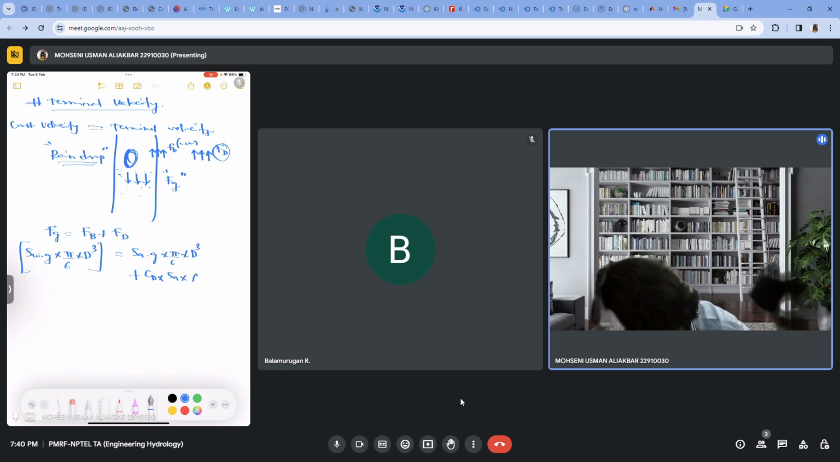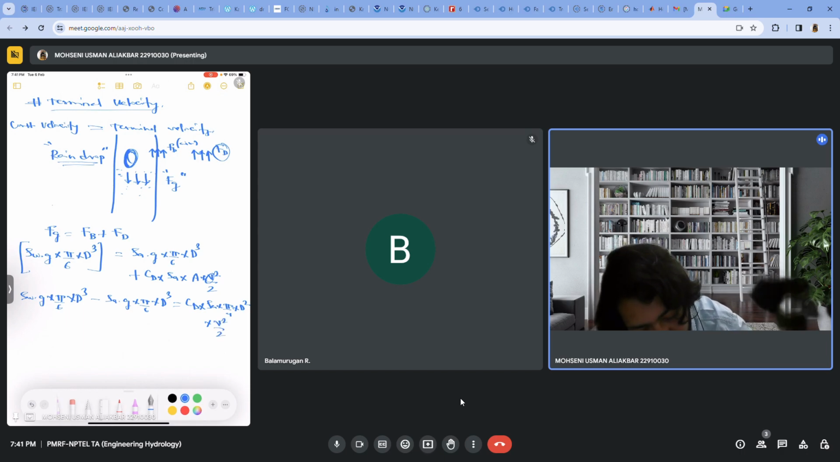Into A into V square by 2. Now let us arrange this term and find the equation for V. So how can we find the equation for V? We'll take this term of buoyant force to the left hand side. So the equation would be rho w of g into pi by 6 of d cubed minus rho of air into g into pi by 6 of d cubed equals to Cd into rho a into area. So area would be pi by 4 of d square into v square by 2.